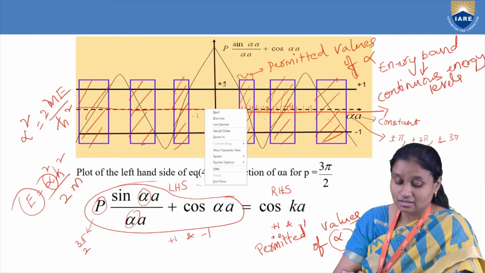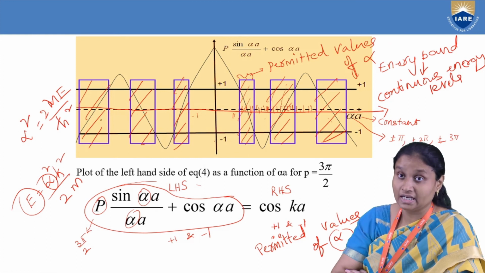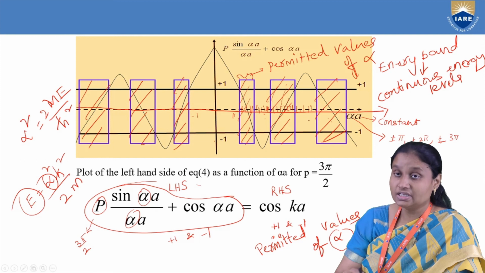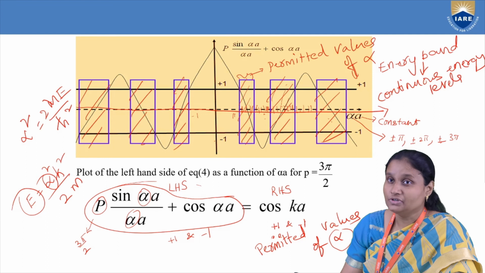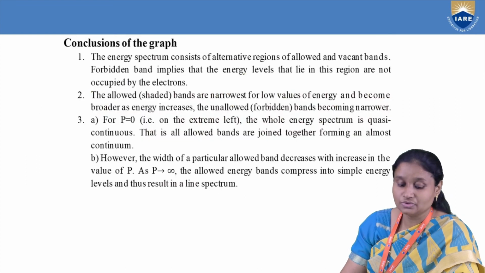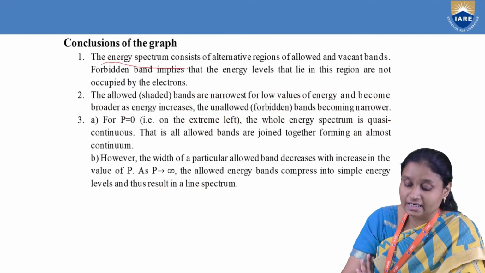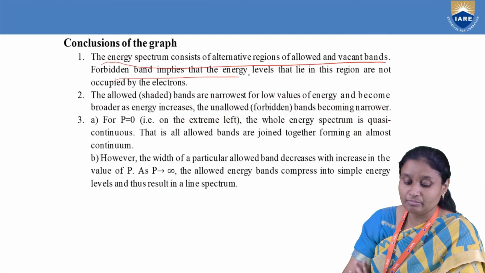Why? Because of this factor, +1 and -1. So these shaded regions are allowed energy bands and these unshaded regions are forbidden energy bands. So this is the first important conclusion from this graph. So what is that conclusion? First conclusion is the energy spectrum consists of allowed energy bands and forbidden bands.